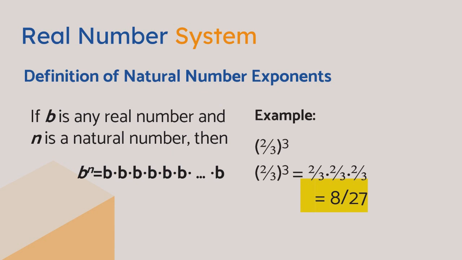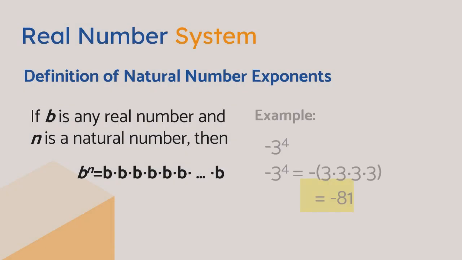Let's have an example here. We have 2/3 raised to the 3rd power. That's how you say it. So it's multiplied 3 times: 2/3 times 2/3 times 2/3. When we multiply fractions, we simply multiply their numerators and write it as the numerator of the product, and multiply their denominators and write it as the denominator of the product. So 2 times 2 times 2 is 8, 3 times 3 times 3 is 27. So that's 8 over 27.